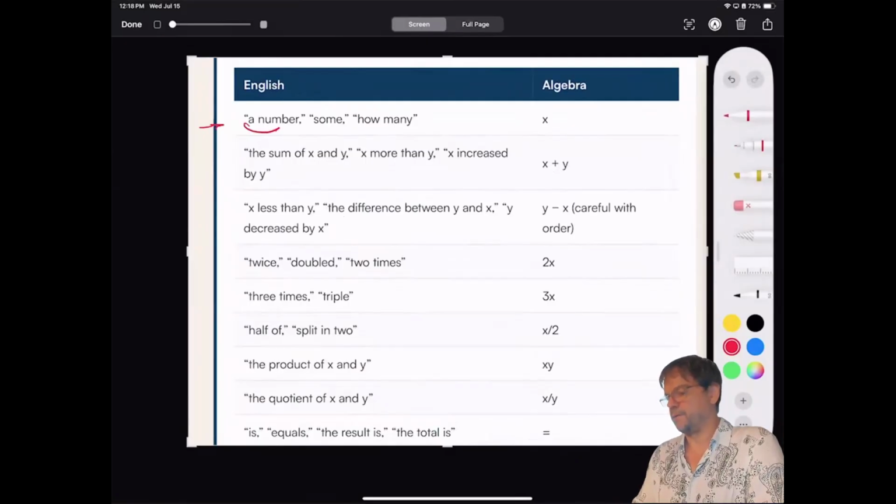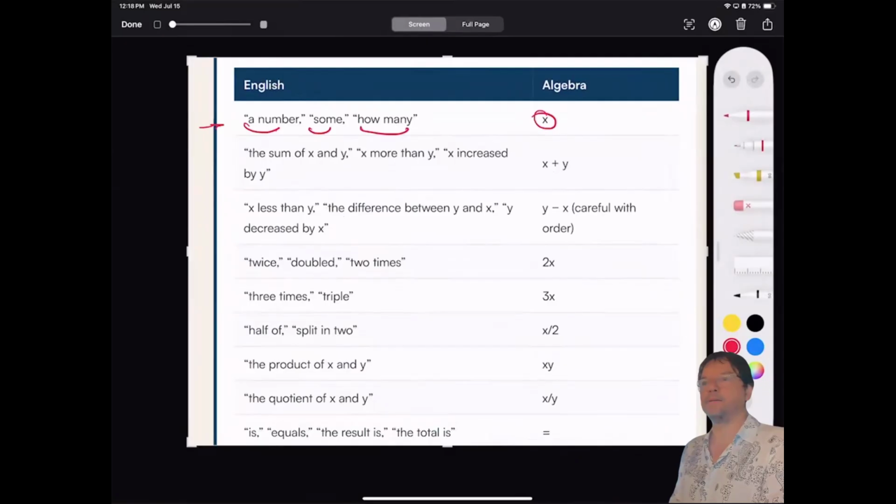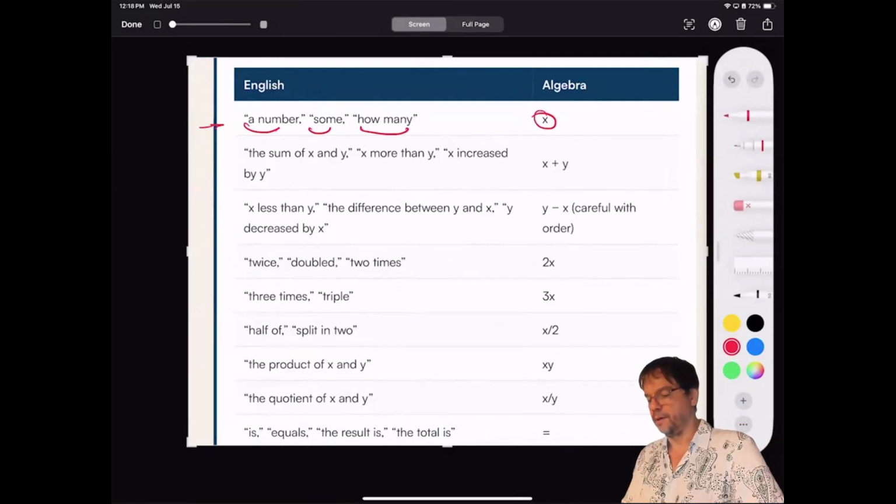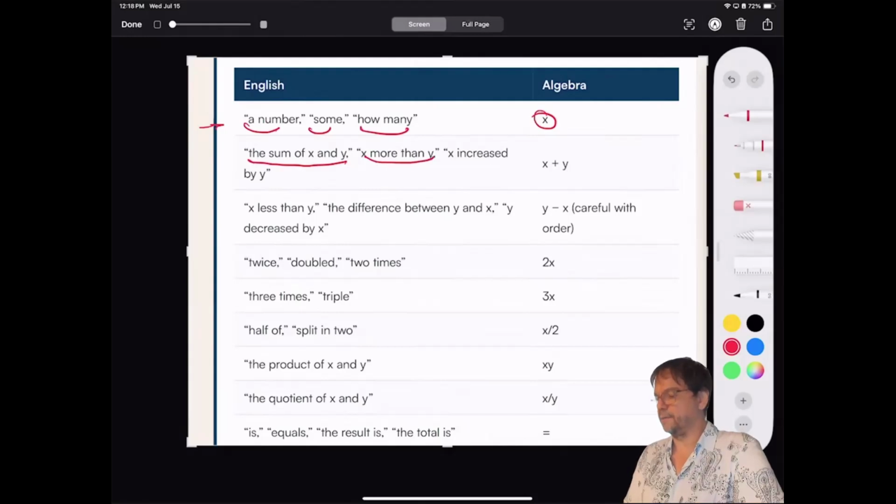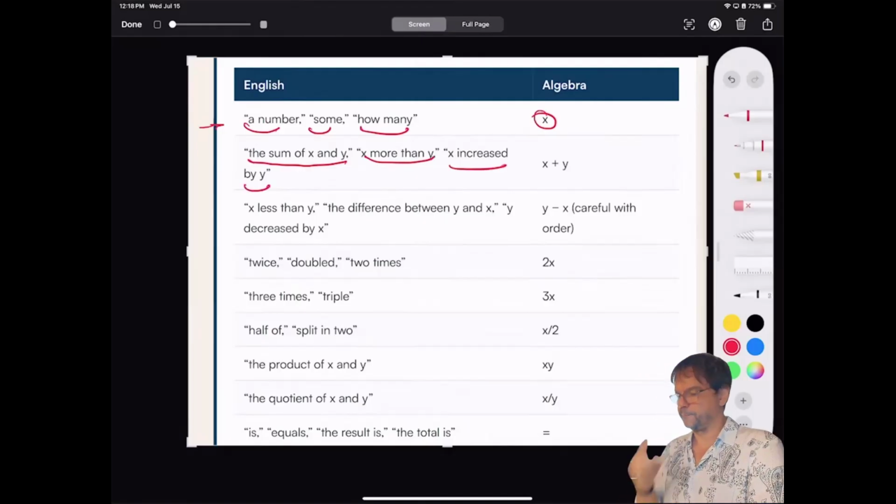A number, some, how many, okay? A number, some, how many? You put X, you put Y. For example, a number, it's a variable. Some, it's a variable. How many? It's a variable. The sum of X and Y, X more than Y, X increased by Y. Is that okay? Yeah. X plus Y.